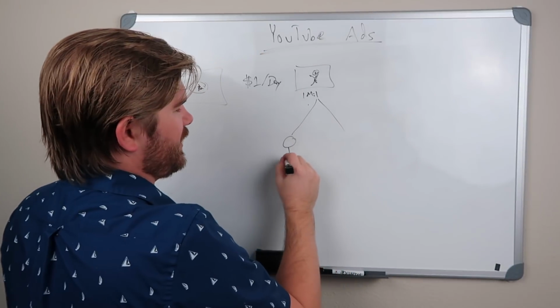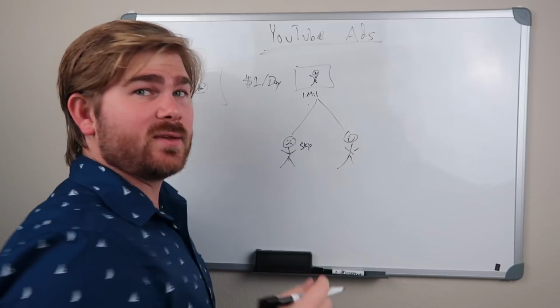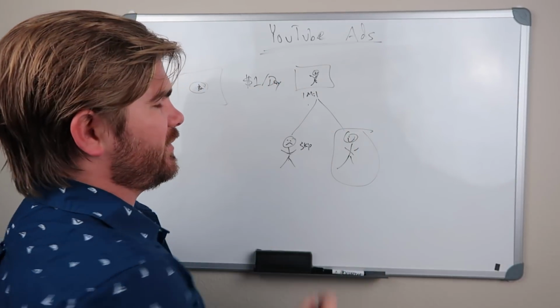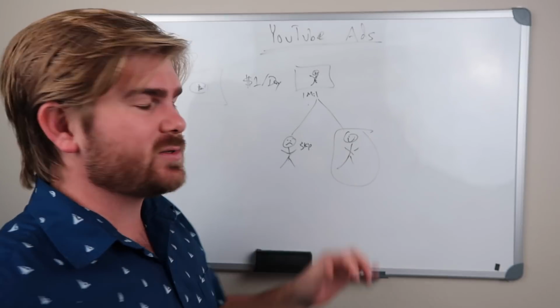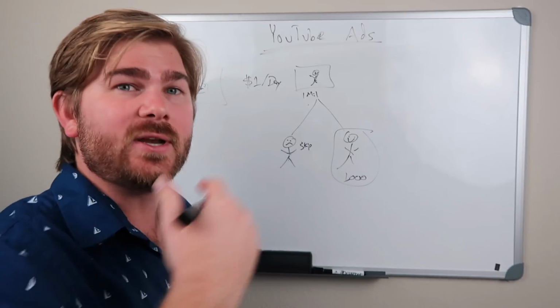So there's going to be people who don't care. This guy will just skip the ad, and then there's going to be the people over here that are like, this is cool, this is stuff that I'm going to keep watching. And what you'll do is, from this $1 a day, you'll start to build up this audience. Maybe you'll get 1,000 people. And what happens then is you just hit them with a retargeting ad.